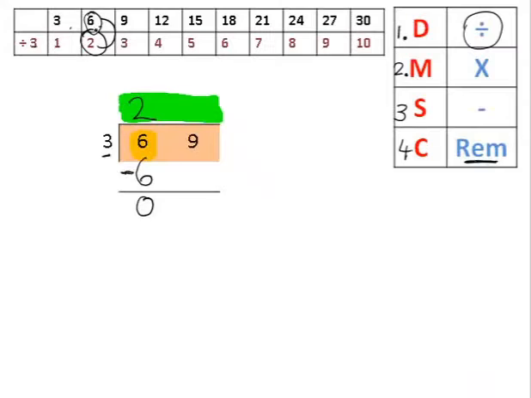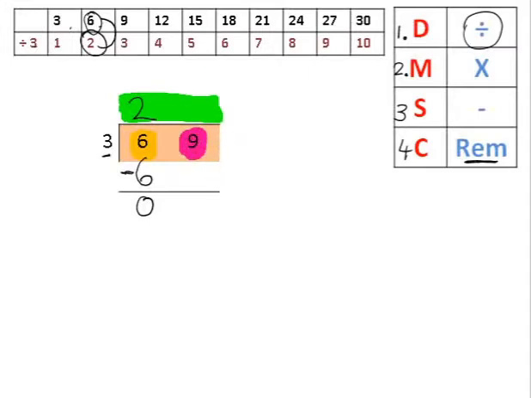6 is a multiple of 3, therefore it can be divided equally without any remainders. If there are no remainders, that means we do not carry the remainder. We just leave the remainder where it belongs, which is at the bottom. And then we now focus on the next number, which is 9.